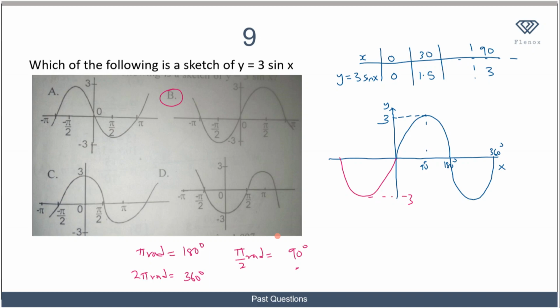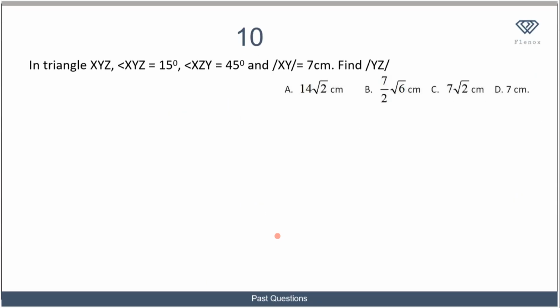Now on to the last question we'll be looking at. In triangle XYZ, I'm just going to quickly sketch that out. We have a triangle X, Y, and Z. Angle XYZ is 15 degrees. For angle XYZ, deal with the central letter. The central letter here is Y. So the angle at Y is 15 degrees.